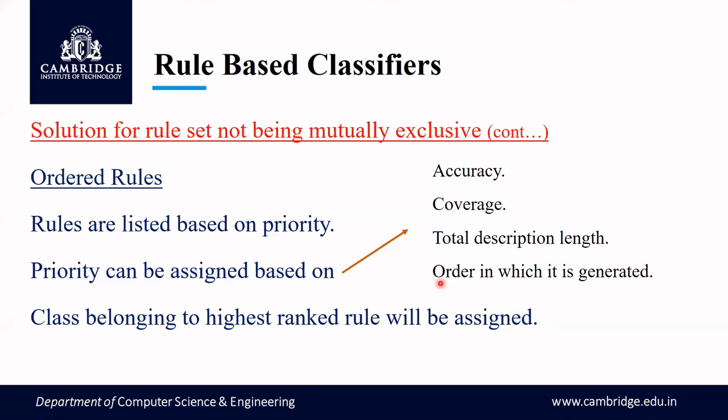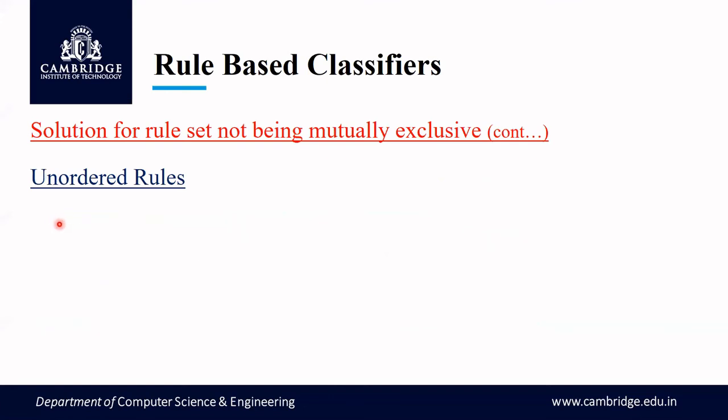So I think you have taken that example in your notebook. You can just make a note of this also. With respect to the measure of the order in which it is generated, you are going to assign the class of R4 to that particular vertebrate. Okay. So next we'll see what unordered rules are.